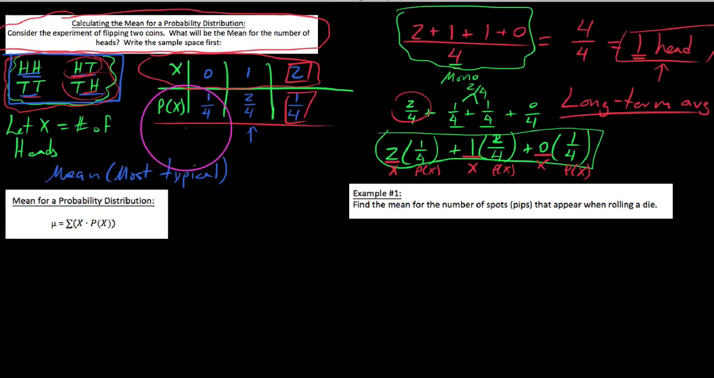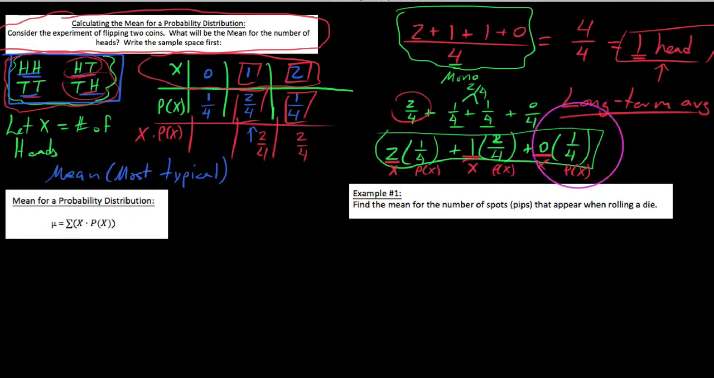So we could make another row down here where we take all of our x values times p of x. We say 2 times 1/4 is 2/4. We took the possibility of getting 1 head, 2/4 of the time, so we took this 1 right here and multiplied it by its probability: 1 times 2/4 is 2/4. And then this last one: we got the possibility of 0 heads, and that occurs 1/4 of the time. If we took 0 times 1/4, we would get 0/4.